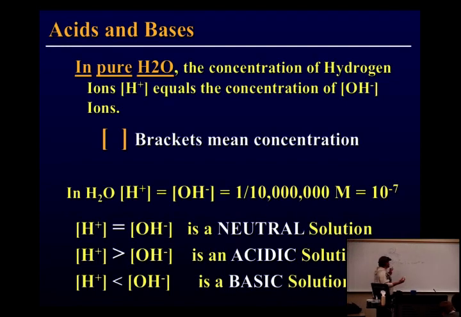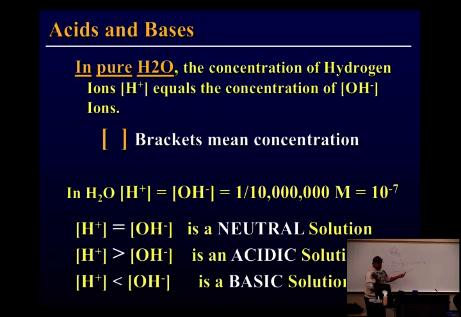Alright, so in pure water, if this is made, that has to be made. One of those is made, one of those is made. That means that these have to equal each other. So what's the value of these in pure water then? This one's 1.0 times 10 to the minus 7th, and this one is also 1.0 times 10 to the minus 7th.